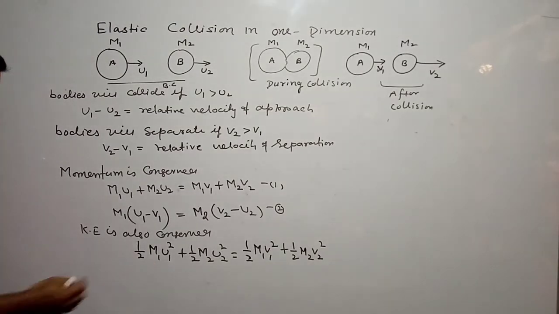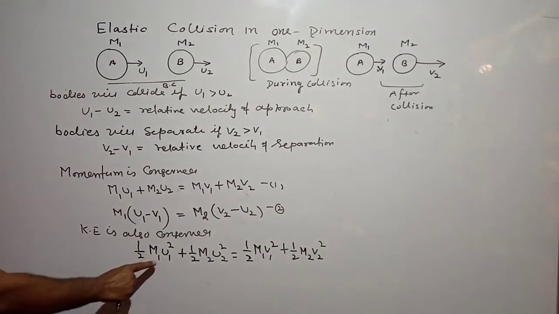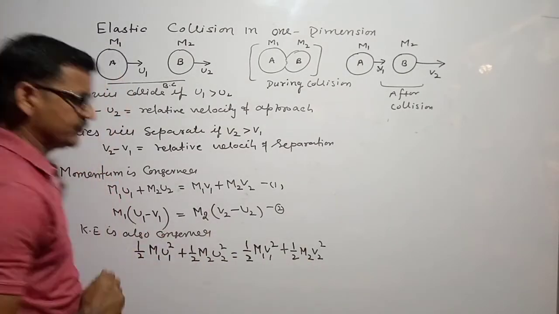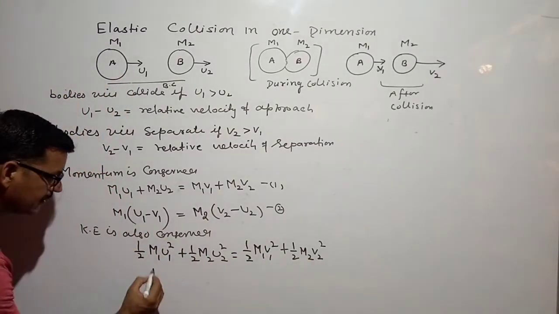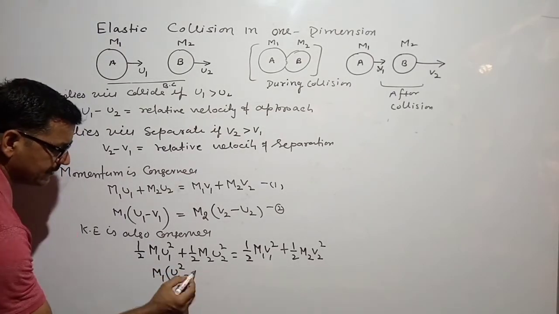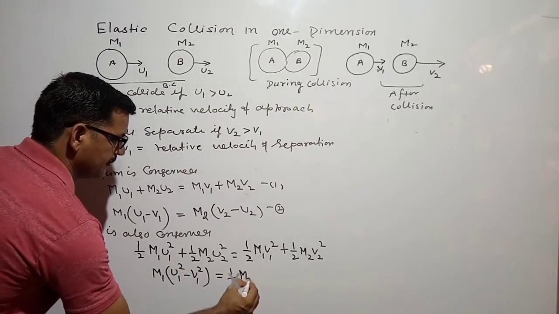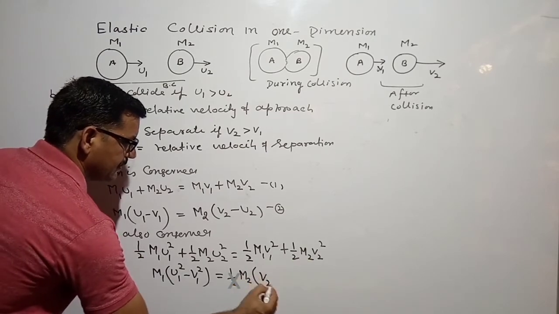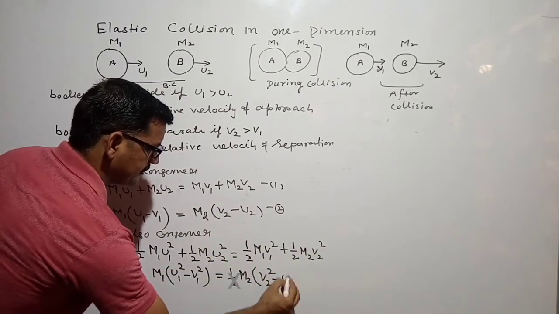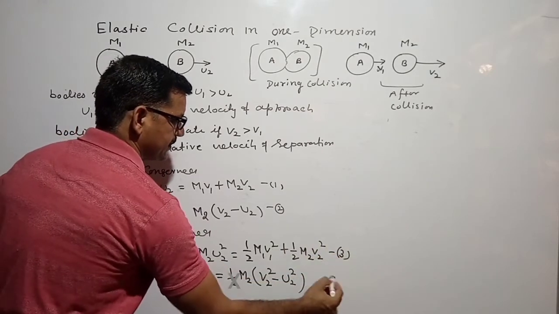So what we are seeing here, 1 by 2, 1 by 2, 1 by 2 and 1 by 2. So 1 by 2 will cancel out, and what is left? m1 u1 square plus m2 u2 square equals m1 v1 square plus m2 v2 square. In the same way, take m1 common here. So what will be left? m1 u1 square minus v1 square, as v1 square will come here and become minus, equal to 1 by 2, take m2 common here. So what is left? v2 square. This will change side here, so it will become minus u2 square. So let this be your equation number 3 and this be your equation number 4.